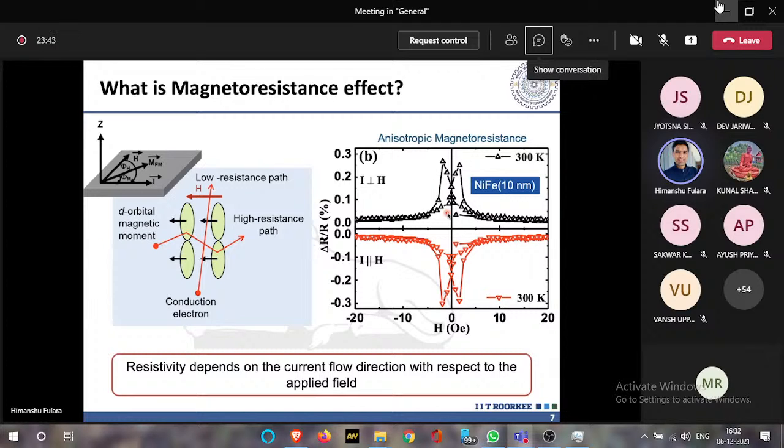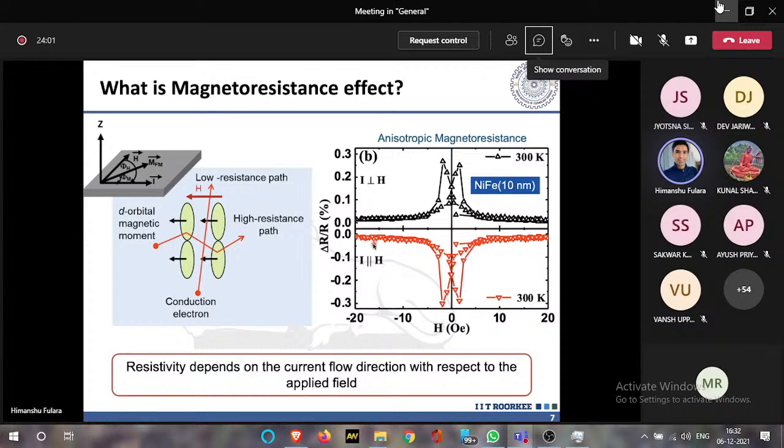And you can also see that this magnetoresistance response is also anisotropic. What does it mean? Anisotropic means it depends on the angle between the current and the magnetic field. So I have only shown two extreme cases: I perpendicular to the magnetic field, and I parallel to the magnetic field.